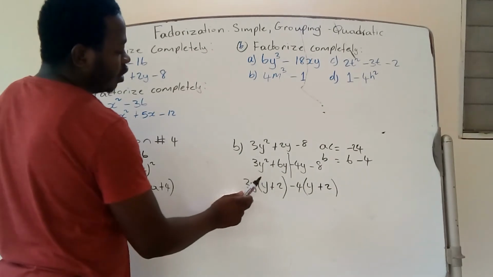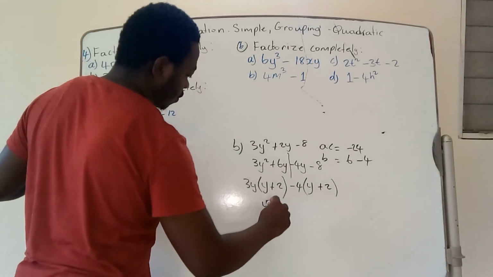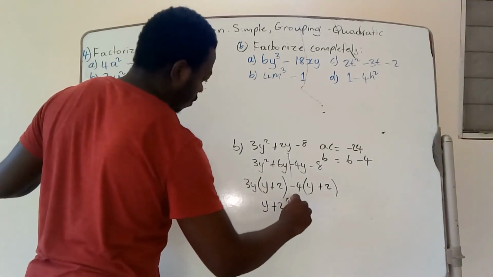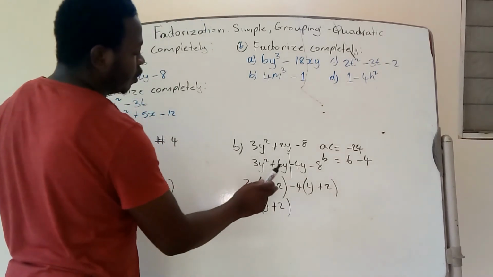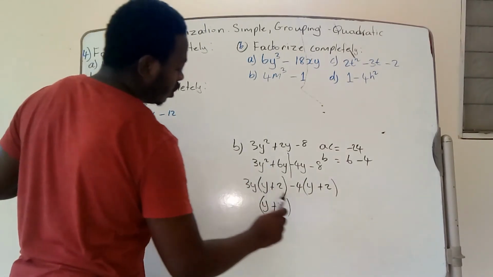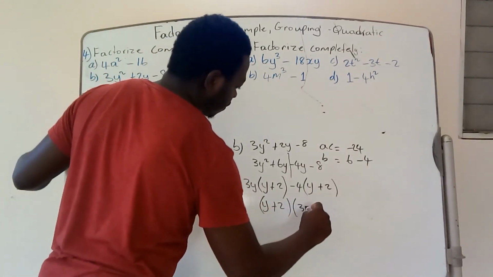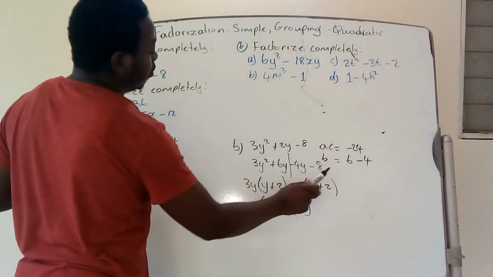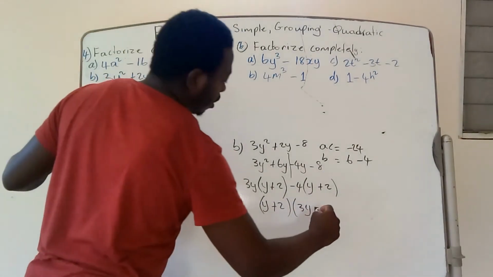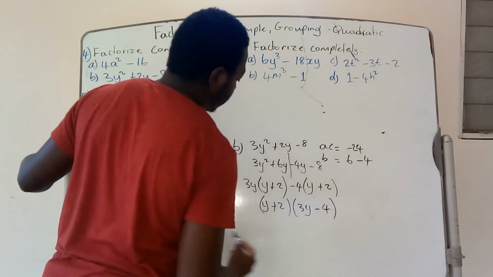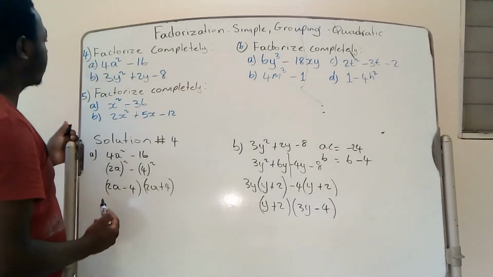Now we can factor out y plus 2. Factor out y plus 2 out of the first term, 3y is left. Factor out y plus 2 out of the second term, minus 4 is left. And that's it.